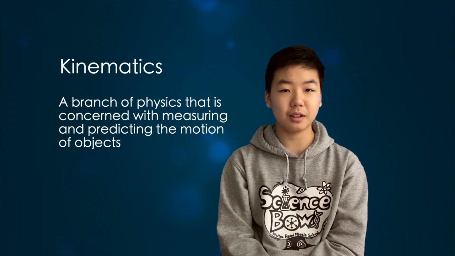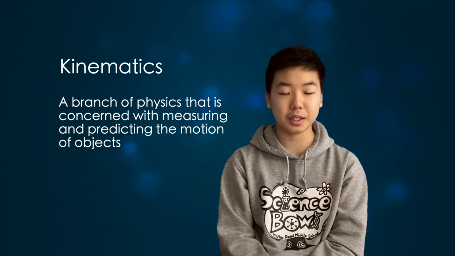For this video, we'll start off by learning about kinematics. Kinematics is an important branch of physics that is concerned with measuring and predicting the motion of objects. Kinematics is very important to understand since there's a lot of motion in the universe. First, we'll be learning about one-dimensional motion. To learn about one-dimensional motion, we must first learn the difference between scalar and vector quantities.